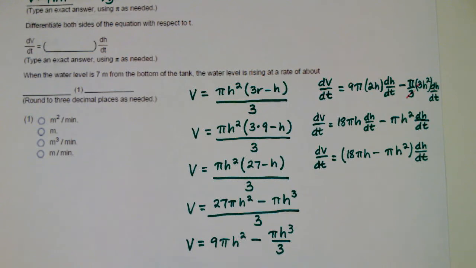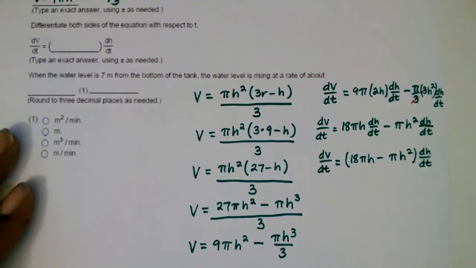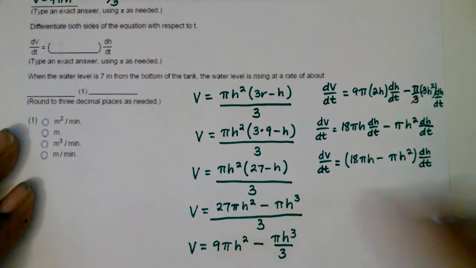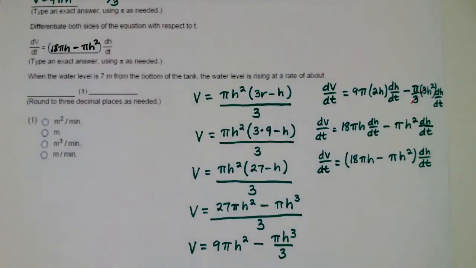All right, so in this case here, dV/dt would be equal to, when we differentiate both sides, I'm going to have to use a different pen since I can't get all that in there. Let's see, 18 pi h minus pi h squared. That's multiplied by the dh/dt.